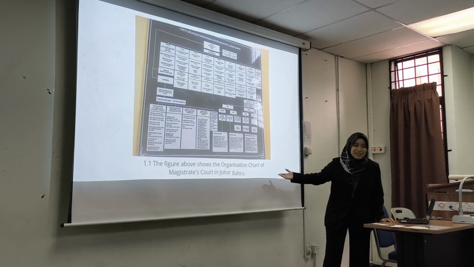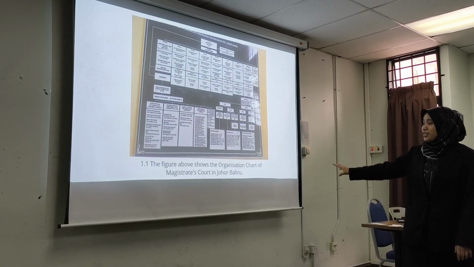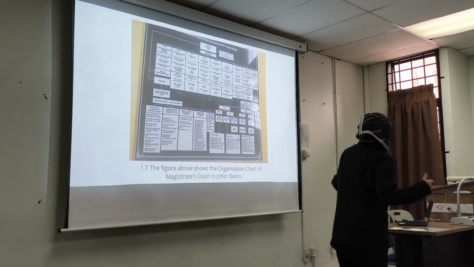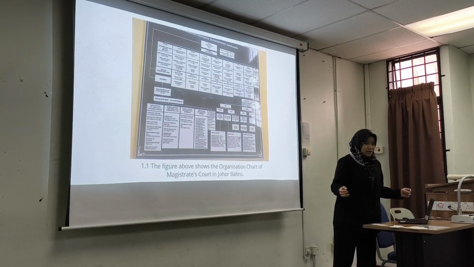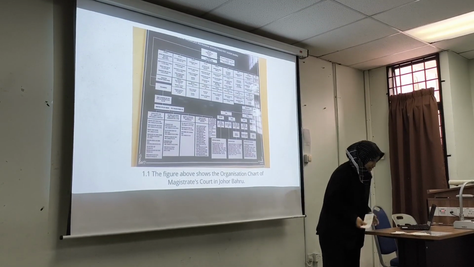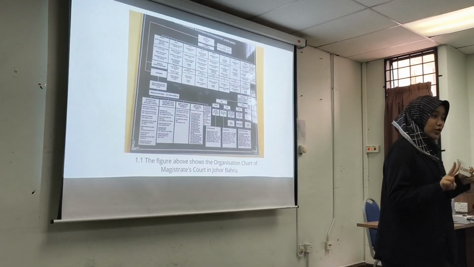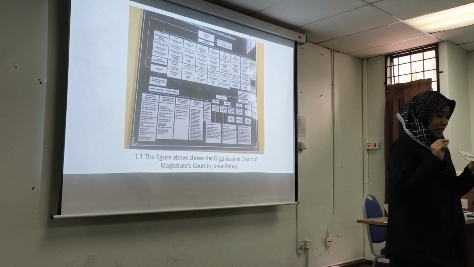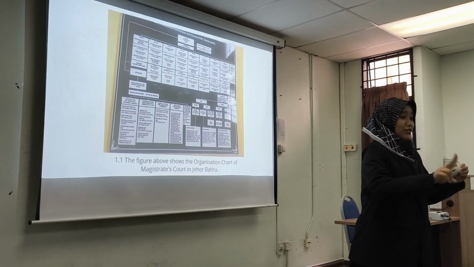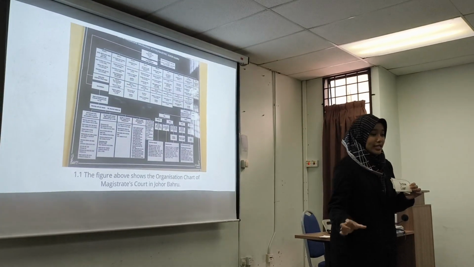Okay, you guys see this picture? This is the organization chart in Magistrate Court Johor Bahru, the place where I had my practicum. I know it looks a bit unintelligible, but let me make it easy for you. For example, we have the Magistrate Court, and the Magistrate Court has two kinds of court. The highest ranking is the Session Court. The Session Court also has a division of two kinds of court. The first is civil and the second is criminal.